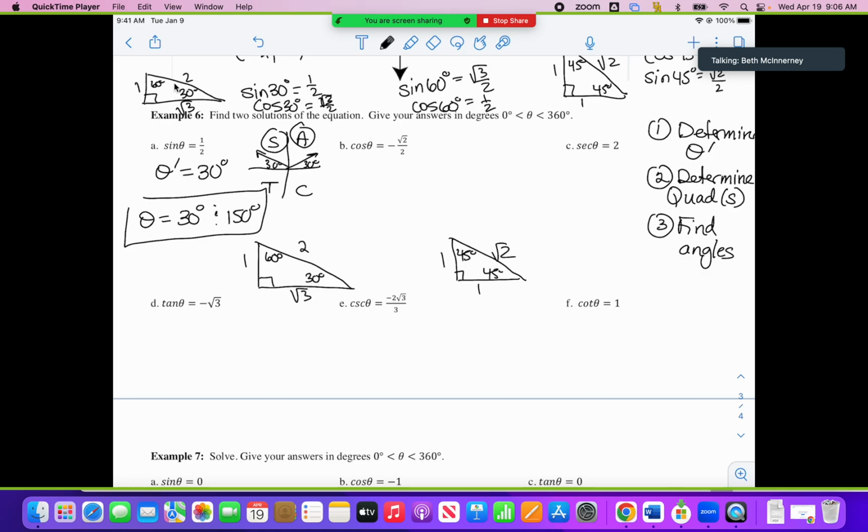Step 2, determine your quadrants. All students take calculus. Step 3, then find the angles. All right, so now let's look at letter B. Cosine theta equals negative square root 2 over 2. What's theta prime?